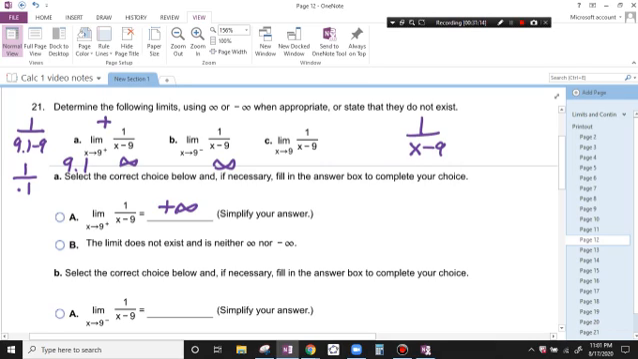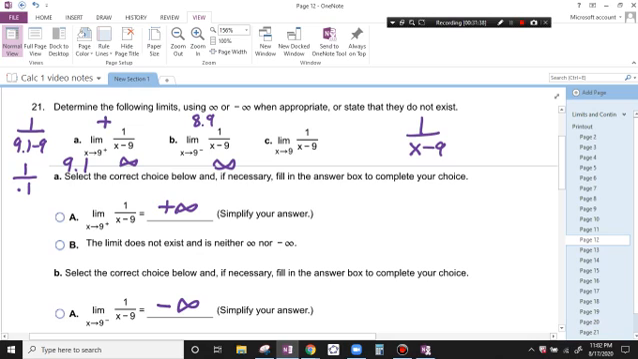Similarly, but the opposite, if I put in a number like 8.9, I know that 8.9 minus 9, and by the way, I'm putting in 8.9 because I'm coming from the left of 9. I'm coming from values of x less than 9. When I put in 8.9, 8.9 minus 9 is negative 0.1. If I looked at this thing, it would be negative 10, and it would only get worse the closer I get to 9 on the left, negative infinity.